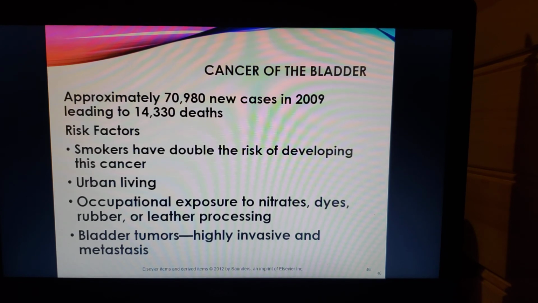That takes us to cancer. There are risk factors for cancer of the bladder. Smokers have double the risk of developing this type of cancer. Urban living puts you at a higher risk. Occupational exposure to nitrates, dyes, rubber, or leather processing chemicals put you at a higher risk. And bladder tumors are highly invasive and metastasize.